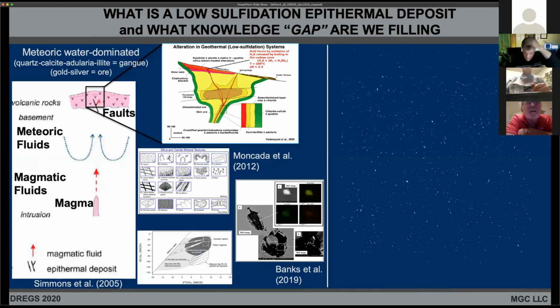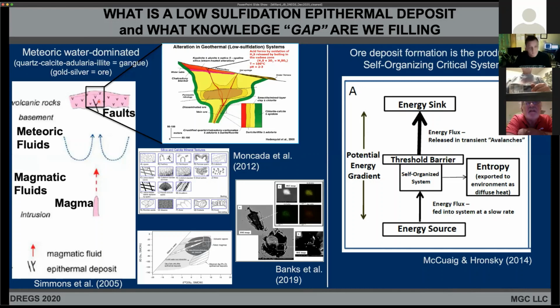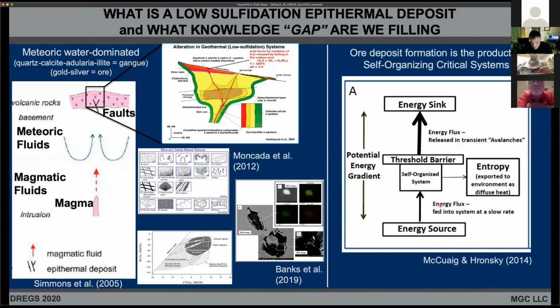And when I was thinking about this project and how to frame it, I'm putting the different components to understanding low sulfidation deposits into this model by McCrae and Ronsky of a self-organizing critical system for this hydrothermal ore deposit system. And everything in the shallow surface environment is really the energy sink for this system. And this is what's been studied at length historically, going all the way back to Lindgren, looking at the alteration assemblages and geometries of the surface, as well as the veining geometries and textures.